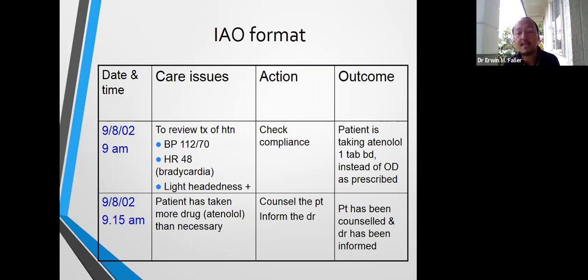And the patient has been counseled and the doctor has been informed. So anything that you have actually monitored, told the patient, counseled the patient, or informed the doctor about, must go into your action. And what is really the outcome then? That you have already informed the doctor, you have counseled the patient, you have already discontinued the medication or whatsoever. So that must be included in a particular action and in the outcome.